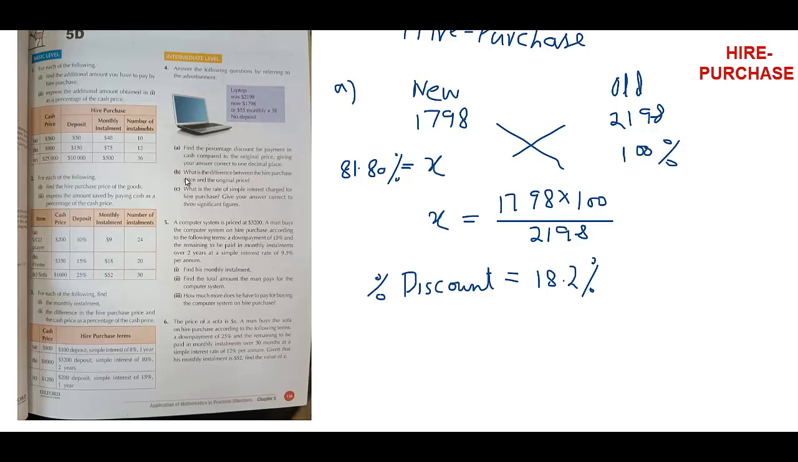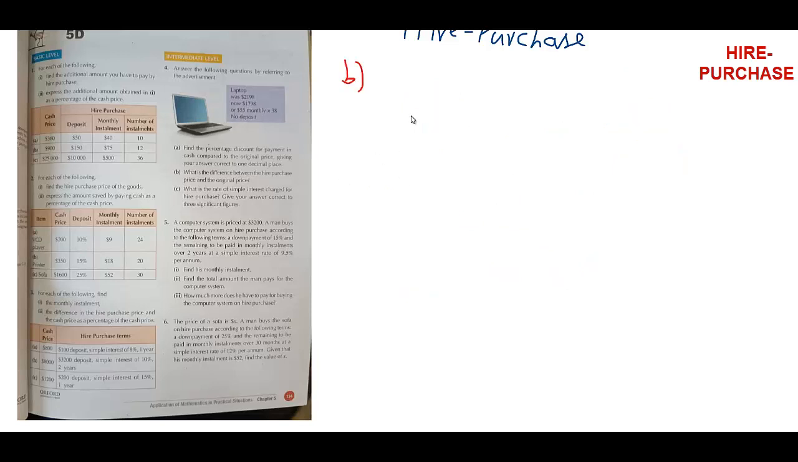In part B, what is the difference between the hire purchase price and the original price? We have to calculate the hire purchase price first. As there is no down payment, there is no initial deposit. You have to pay all the amount in monthly installments. And it is written here, the monthly installments are $55. So $55 into 38. For the hire purchase price, the down payment, which is 0 here, plus all the installments, which are $55 each, multiplied by 38.